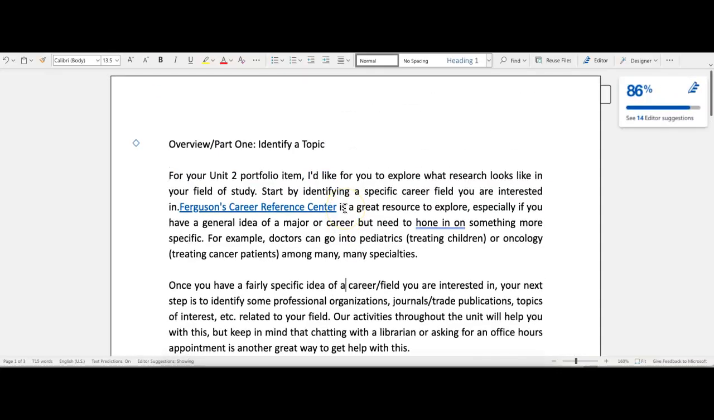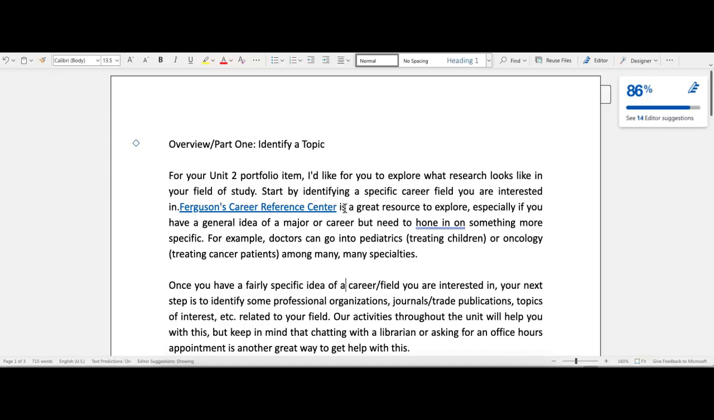So your academic research project, that thing that I just mentioned about what research looks like in your career field or in your field of study. So explore what research looks like in your field of study. Start by identifying a specific career field that you are interested in. There's a link to Ferguson's Career Reference Center from the MTC Library to help you out with that.